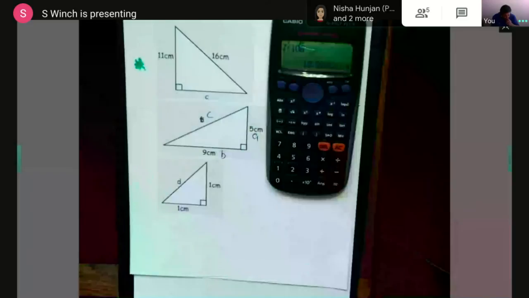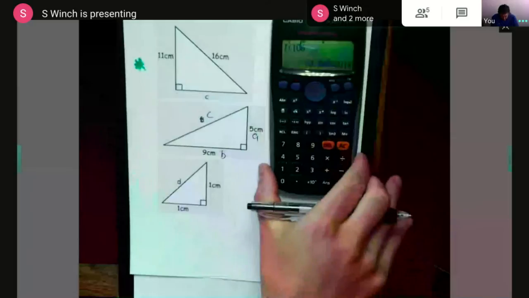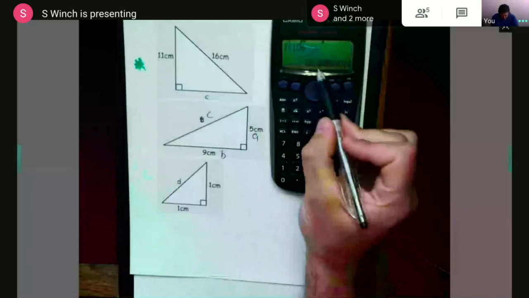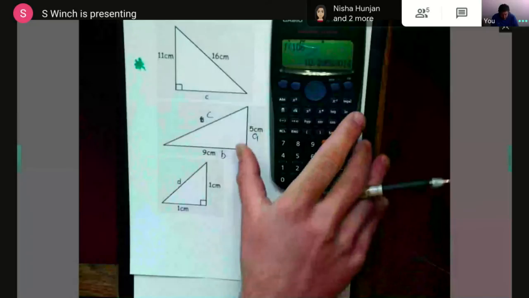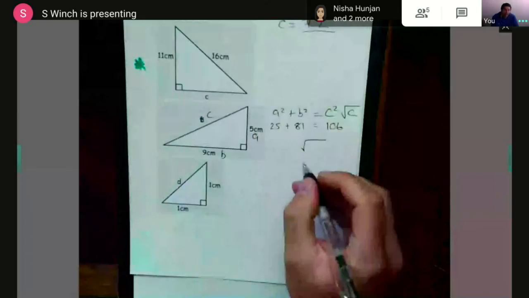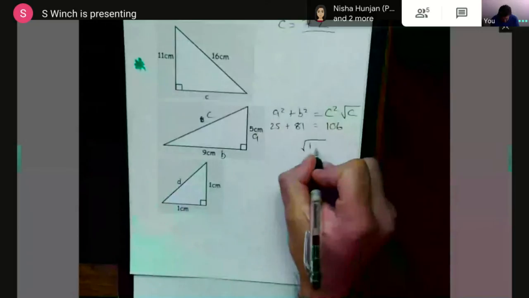I'm going to round this to the first decimal place, which would be 10.3. Of course, the 2 would move up to a 3, because the number after it is 5 or above. So 10.3.